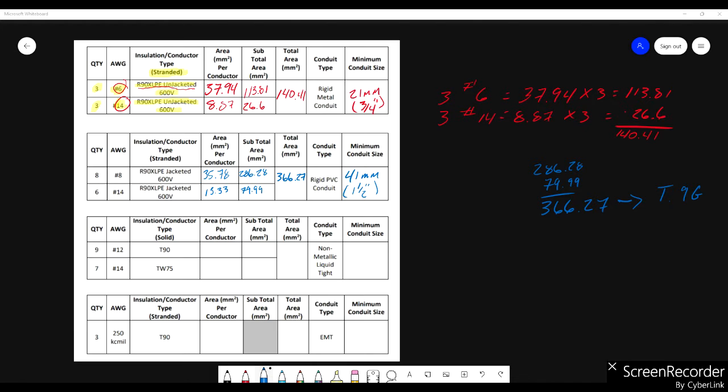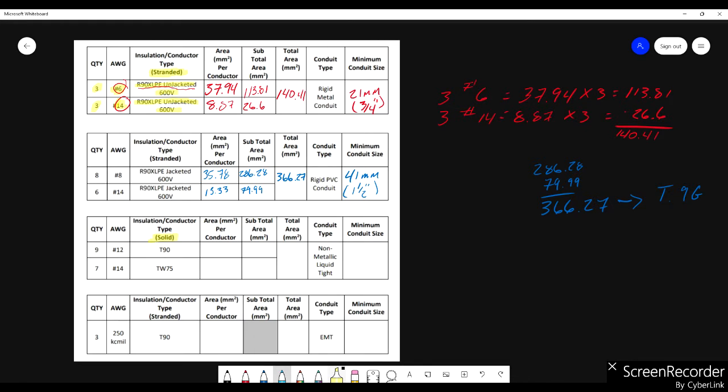So next one, same steps. I'm going to bring up my sheet back here so I have it ready. So our next one, now a little curveball here. This one is solid conductor. So if you go look for the stranded, it might not change the conduit size. Depends on how close to the edge we are in the calculation. Sometimes it will, sometimes it won't. But this one is saying that we are using 9 number 12 T90s, 7 number 14 TW75s. Both of them are a solid conductor. They're not stranded. Okay, and this is going in non-metallic liquid tight.